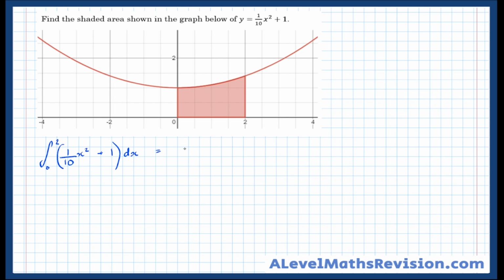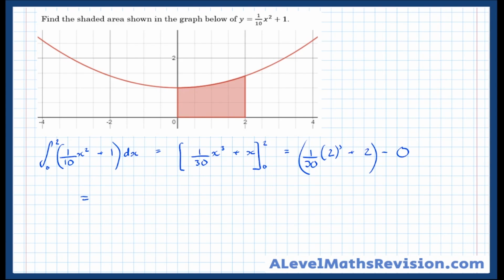Equals, okay, so adding 1 to the power divided by the new power, that becomes a 30th x cubed plus x between 2 and 0 equals 1/30th of 2 cubed plus 2. Take, and we can see that this is going to be 0, but we should always write take 0 to acknowledge that we've subbed the second limit in. I have seen in the past marks deducted for not writing take 0.